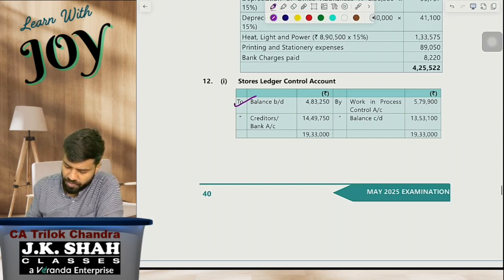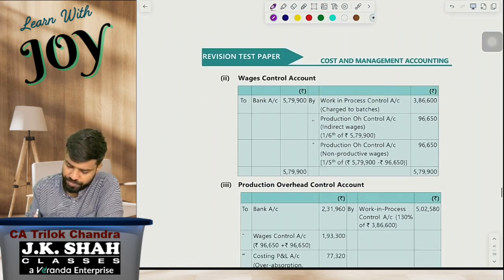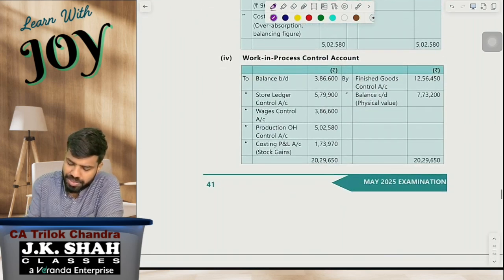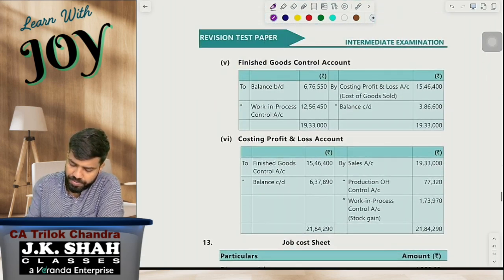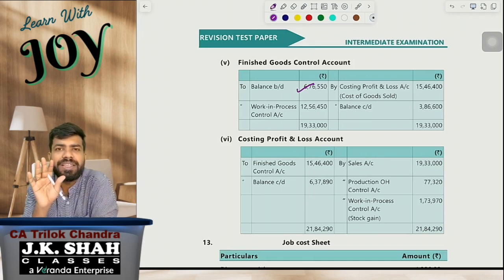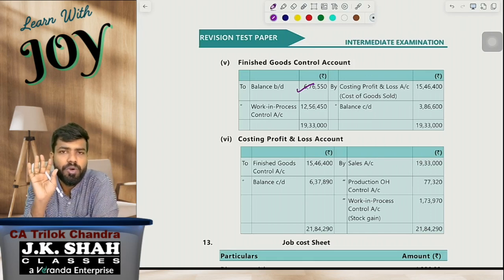Next, work in progress control account opening balance 3,86,600. Finished goods control account 6,76,550. So I have just written the opening balances.